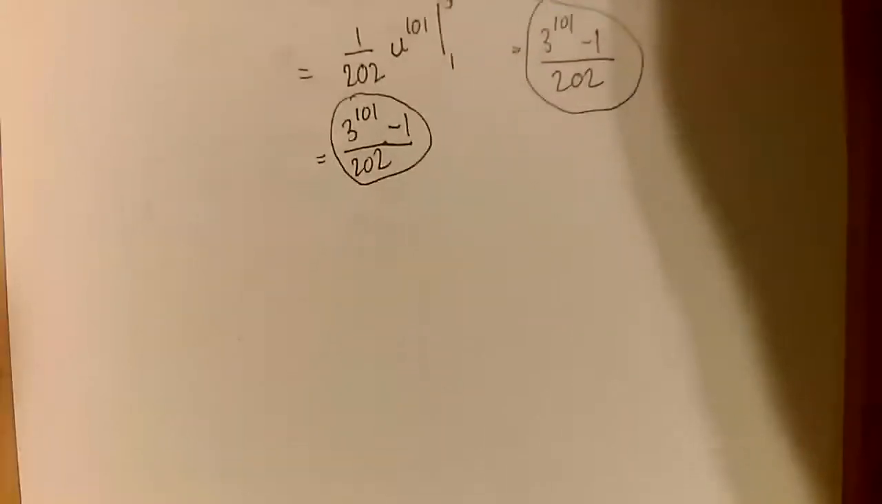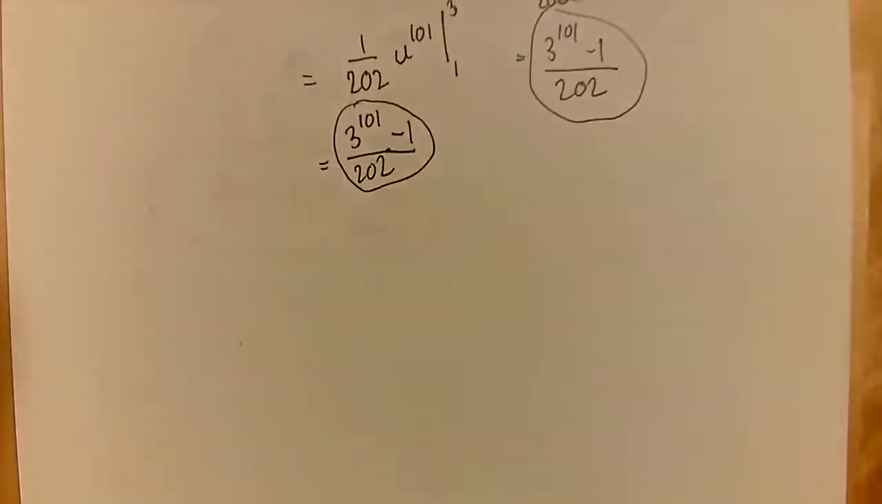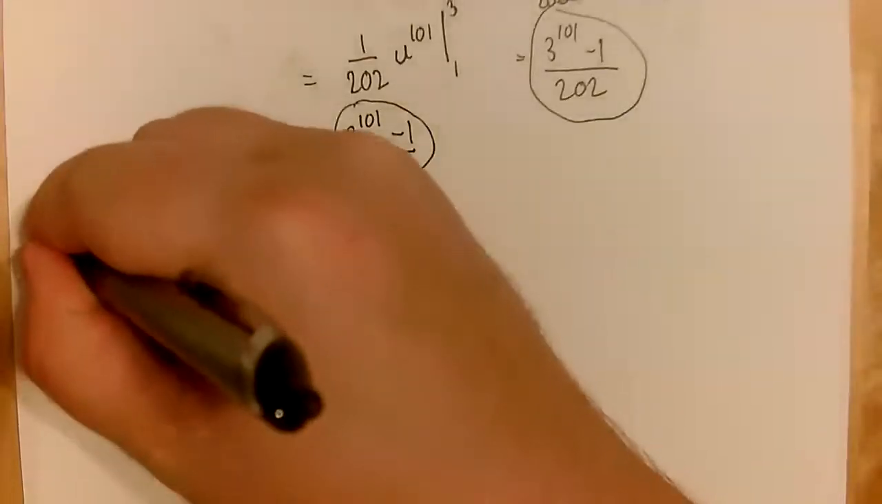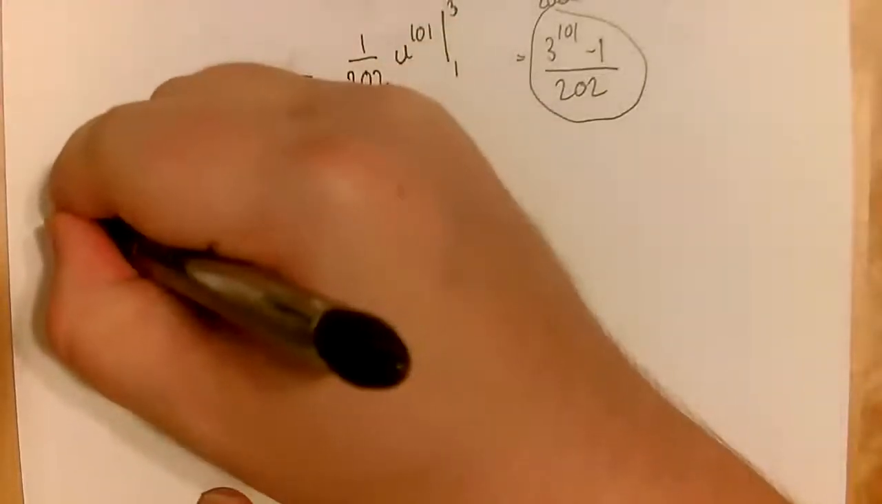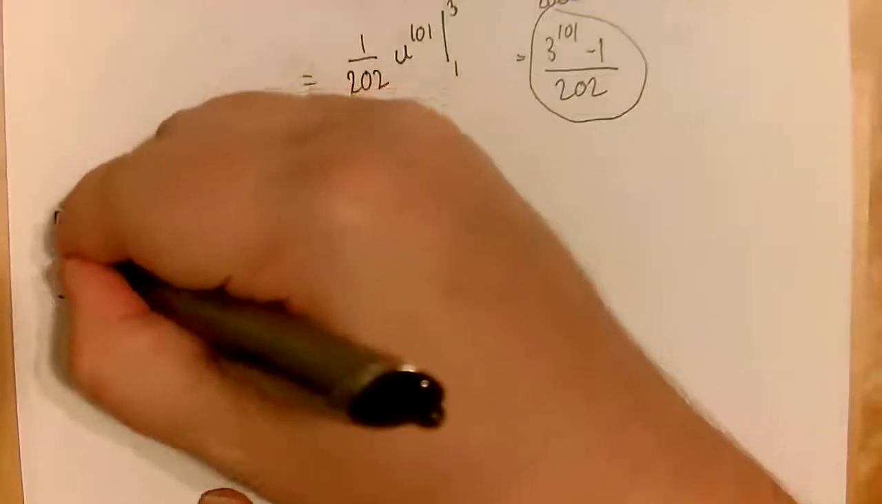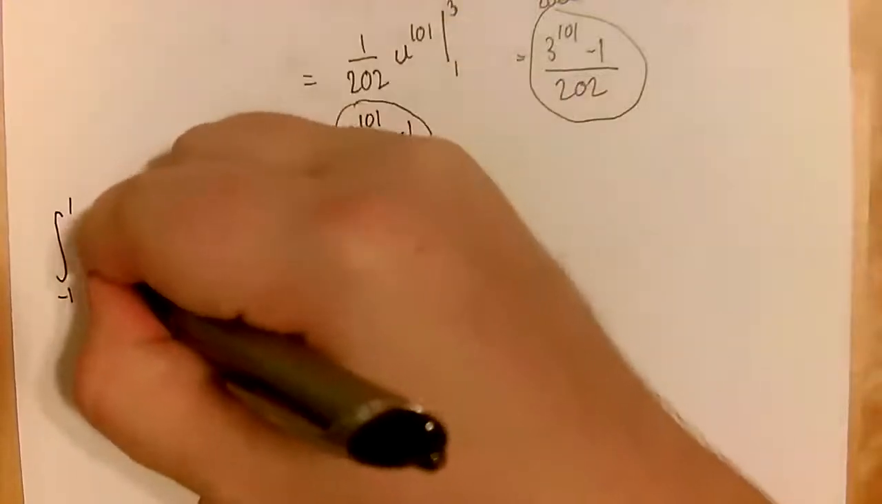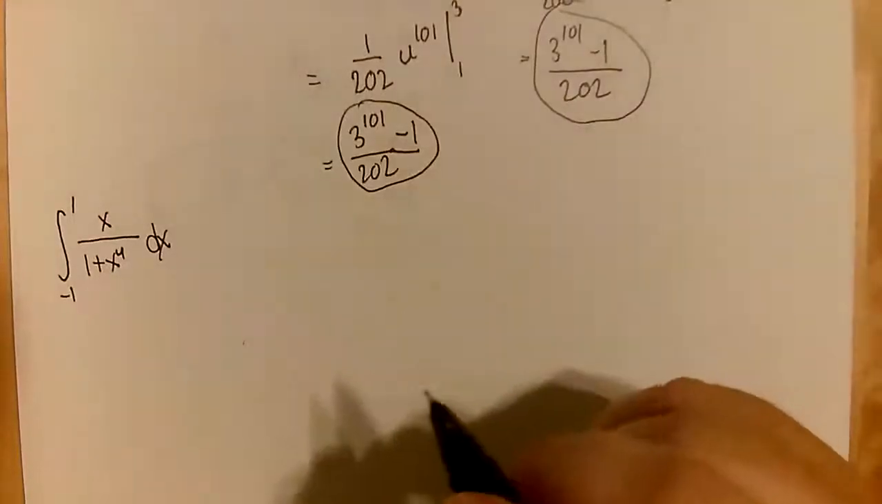This one will be a little bit trickier to identify what u has to be, and this is why I said it's kind of an art. Sometimes it's very difficult to identify what u is. And in fact, for some problems, there's actually more than one u that you could pick, and both wind up being correct. Anyways, let's take a look at this problem. This is another definite integral. This one's going from -1 to 1, and then we have x over 1 plus x to the 4th dx.